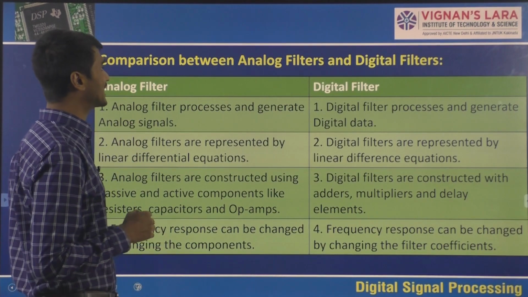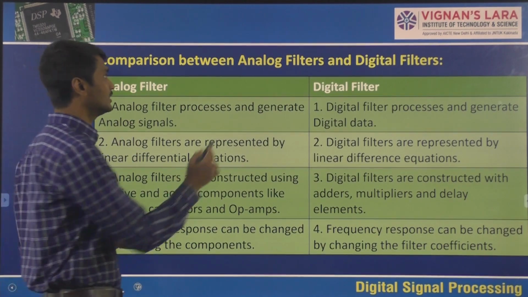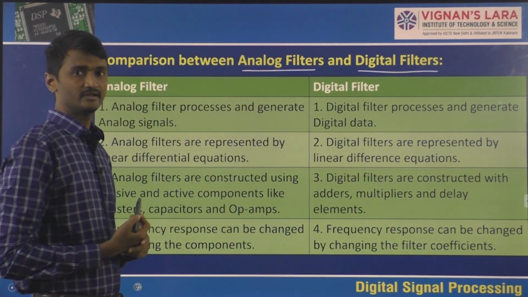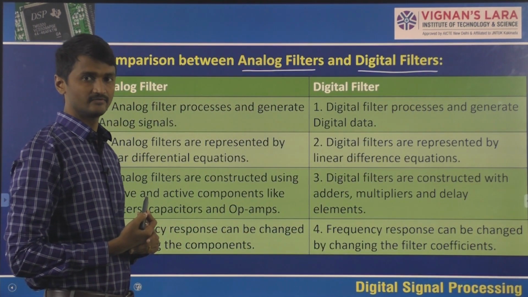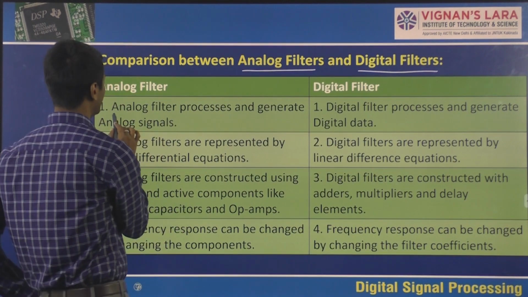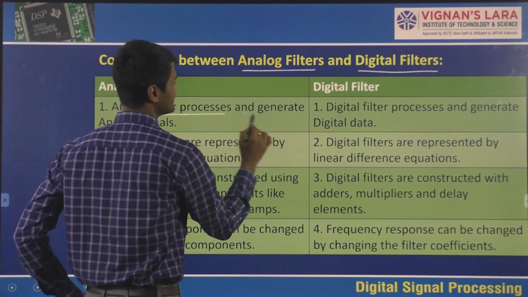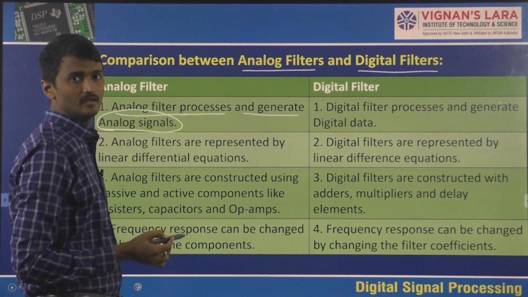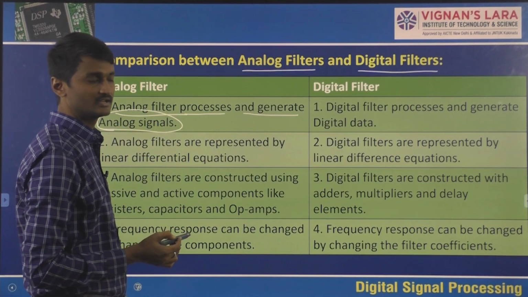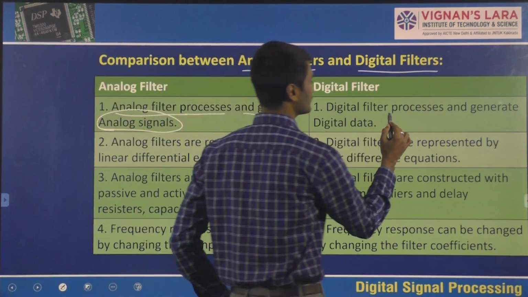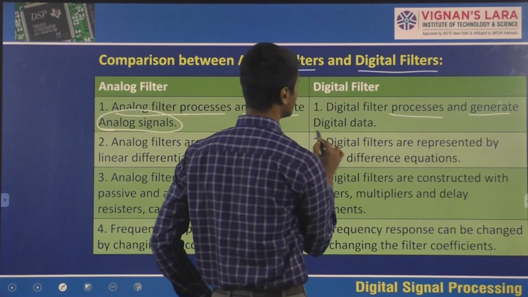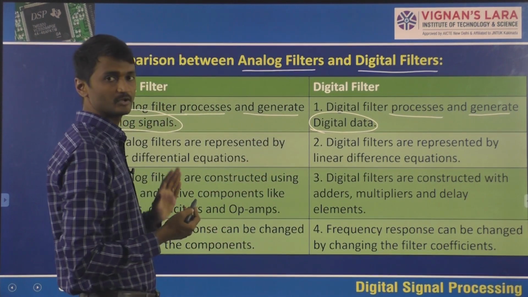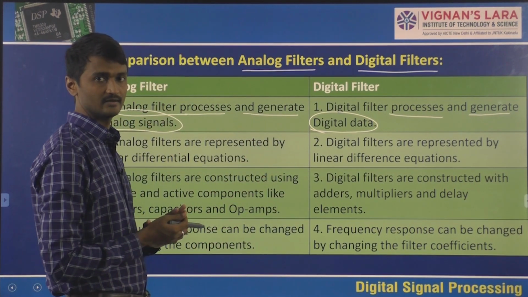So here is the comparison between analog filters and digital filters. Analog filters process and generate only analog signals, whereas digital filters process and generate only digital data.